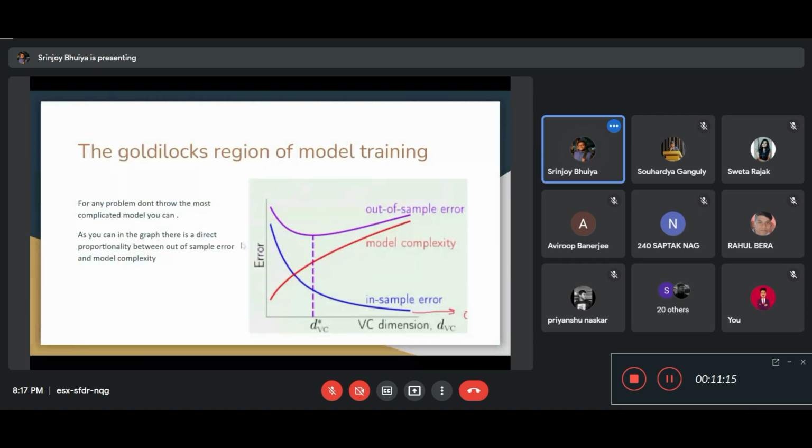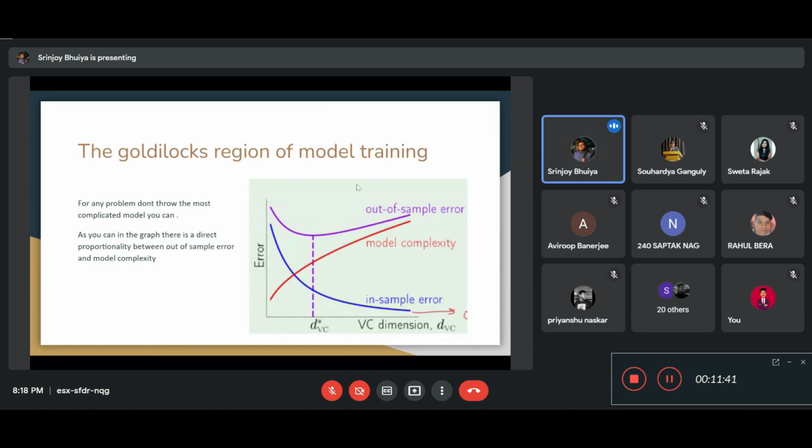Now, there is another important point in deciding what kind of complexity your model will require. Suppose there are models such as regression, then support vector machines, then binary trees, and then artificial neural networks. The level of model complexity is different across all these models. So which one should you choose for which particular problem?